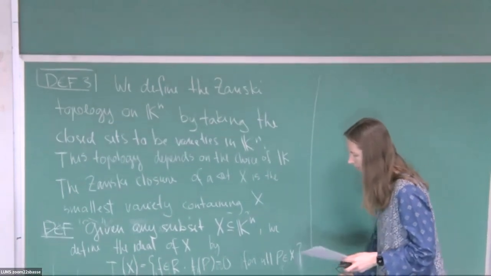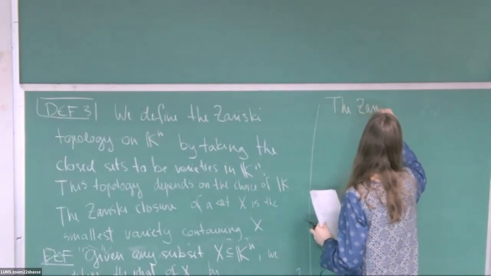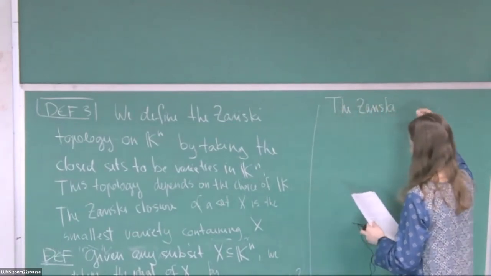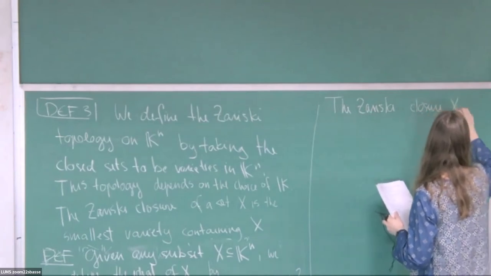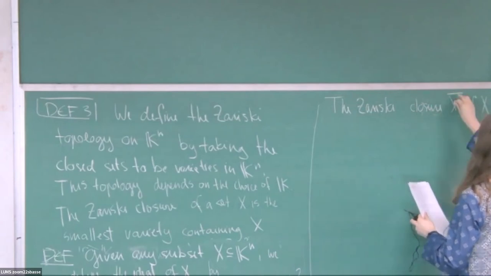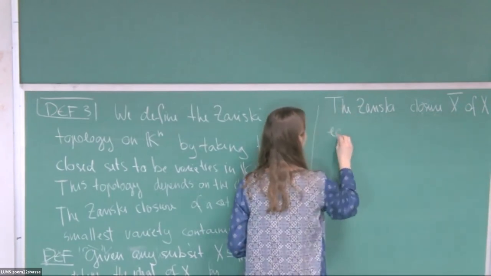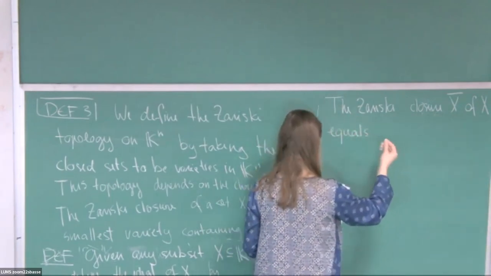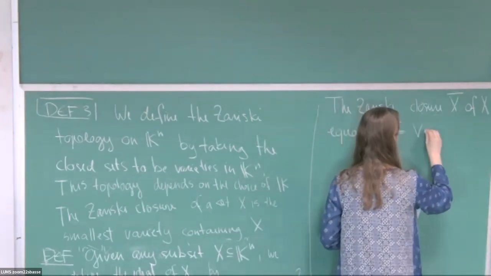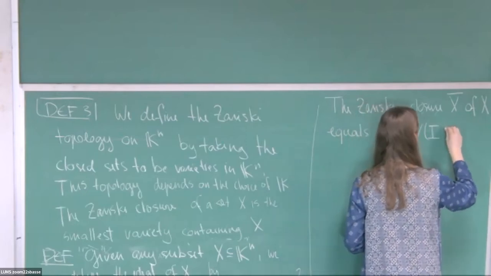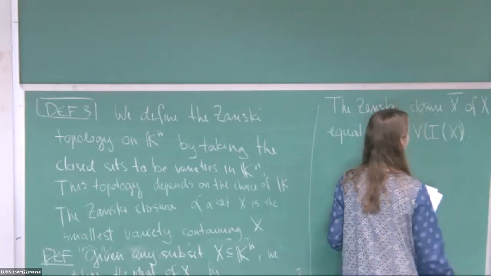And that's a Zariski closure that we just defined. And we'll denote Zariski closure by X bar equals the variety of the ideal of X.